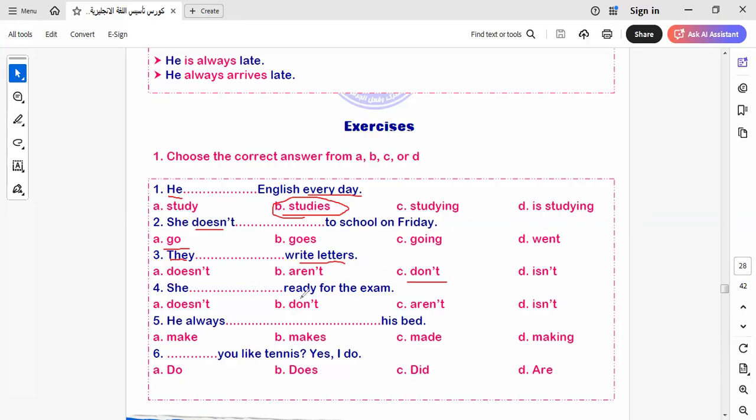She stays ready for the exam. Here we have she, so it will be she isn't. Not doesn't, but she isn't. He always makes his bed, tidy his hair. Do you like tennis? Yes, I do. So the answer here will be do. I will leave you the rest of this choice to do by yourself as practice. Now we know how to do this task, and the rest will be a test to examine yourself on what we took today.